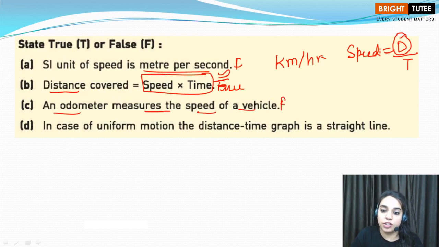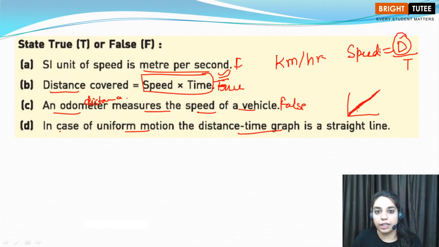Next question is, an odometer measures the speed of the vehicle. This is false children, because odometer measures the distance, whereas the speed is measured by the speedometer. Okay. In case of a uniform motion, the distance time graph is a straight line, and we know that whenever an object is traveling in a uniform motion, we will get a straight line graph. Okay, so this is true.